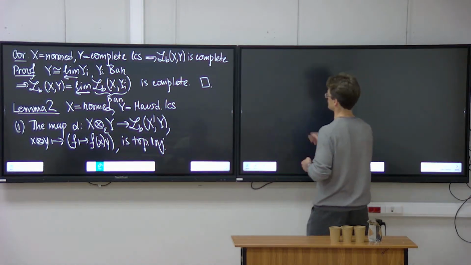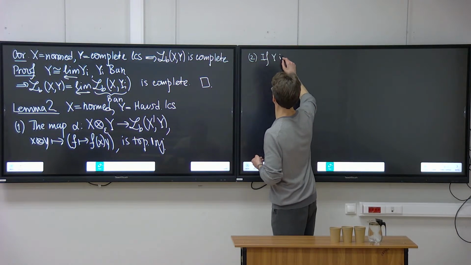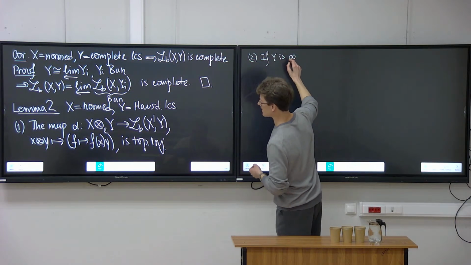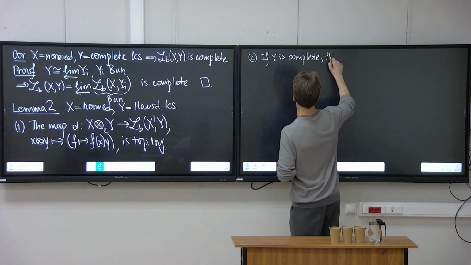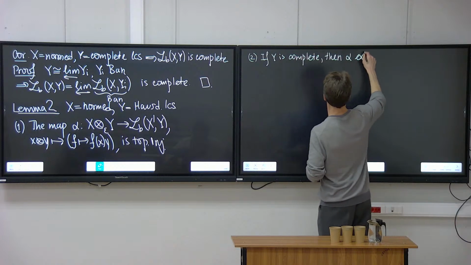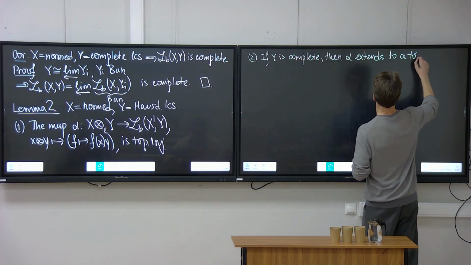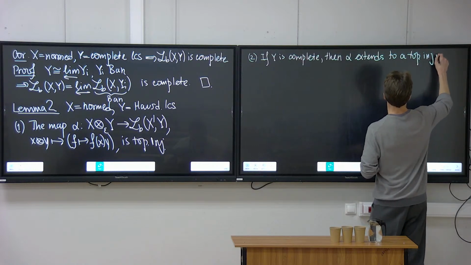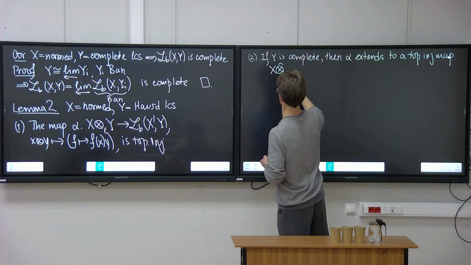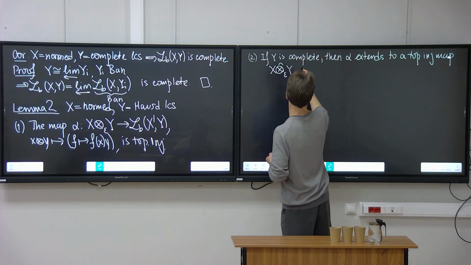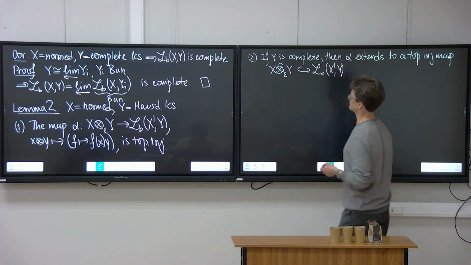And part 2, if Y is complete, then alpha extends to a topologically injective map from the complete injective tensor product of X and Y to L_B(X', Y).